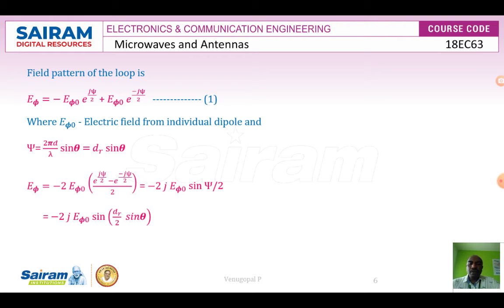See, you know the term (exp(jψ/2) - exp(-jψ/2)) by 2 is equivalent to j sin(ψ/2). Then E_θ becomes -2j into E_θ0 into sin(ψ/2), which is nothing but -2j into E_θ0 into sin(dr/2 · sin θ). Substitute ψ = dr sin θ.